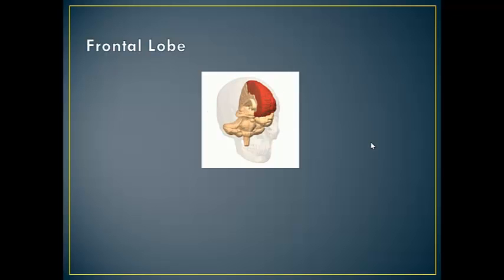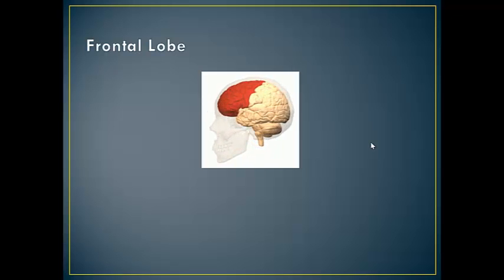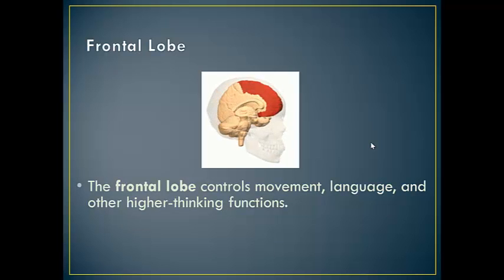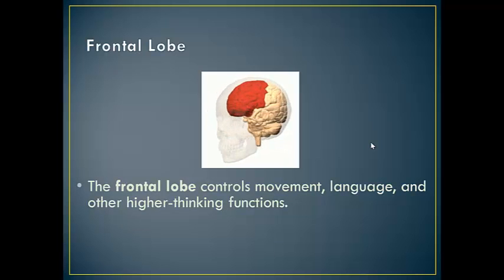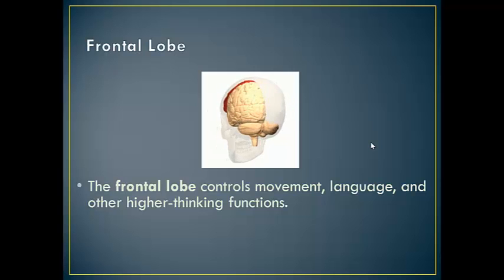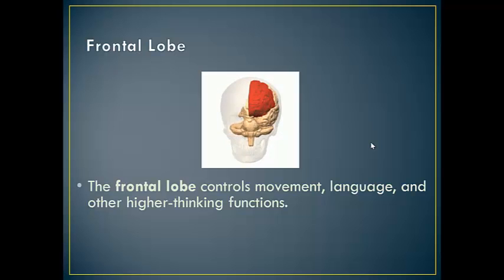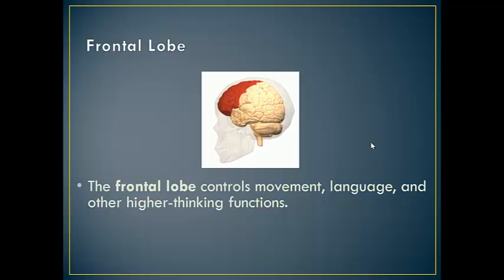This frontal lobe is the very forefront of the cerebrum, and the frontal lobe really controls movement. It controls language, higher order thinking. It deals with judgment and memory. Sometimes it kind of helps with some of that working through problems.